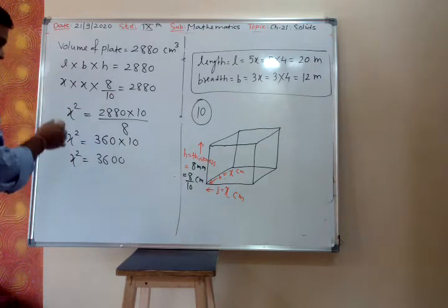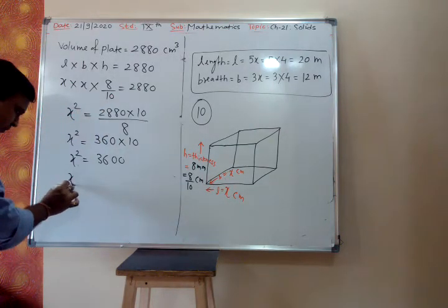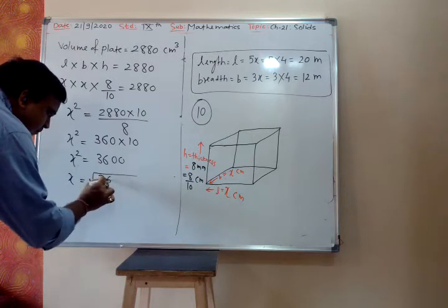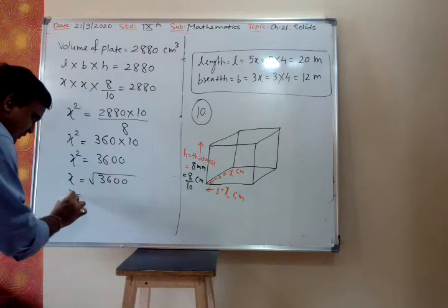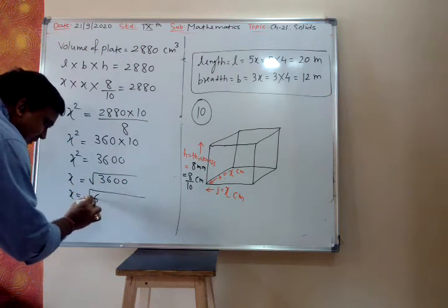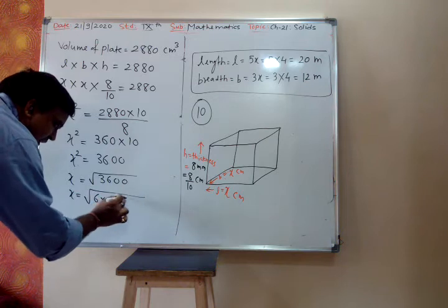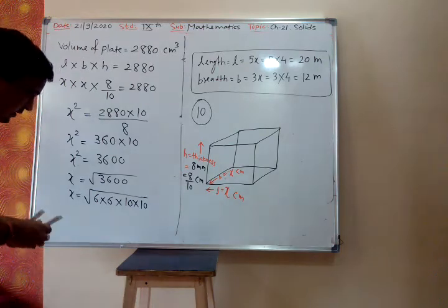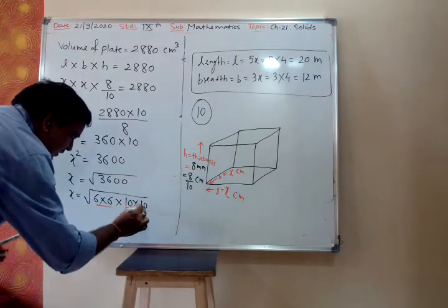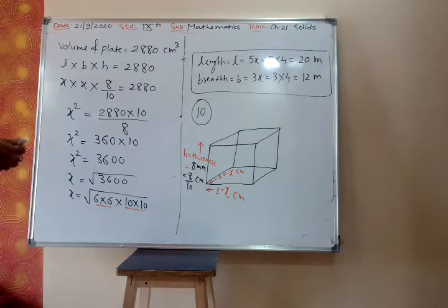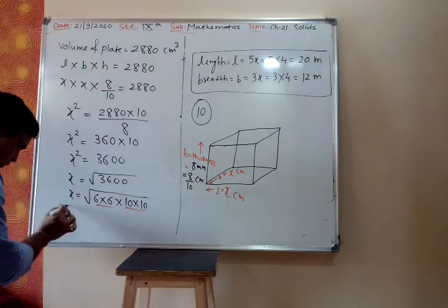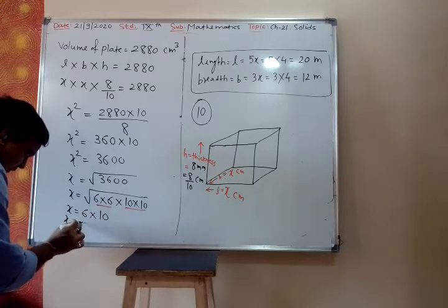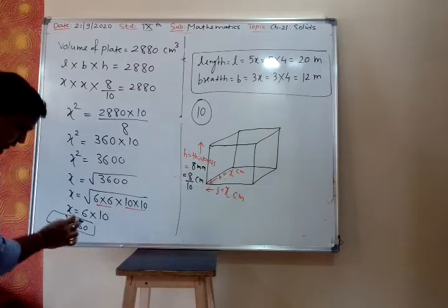Wait. Now we take the square root. So x is the square root of 3600. 36 I can write as 6 into 6, then 100 I can write as 10 into 10. For square root, we take the pairs, 6 6 10 10, and we take one from each pair outside. So x will be 6 into 10. So x is 60.